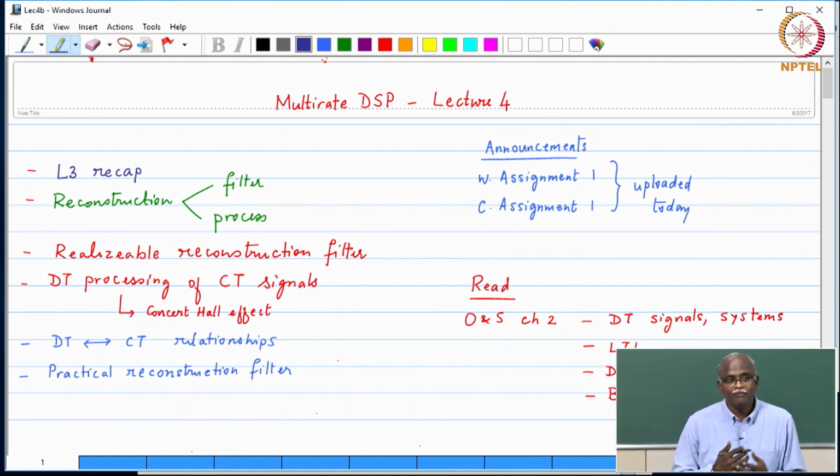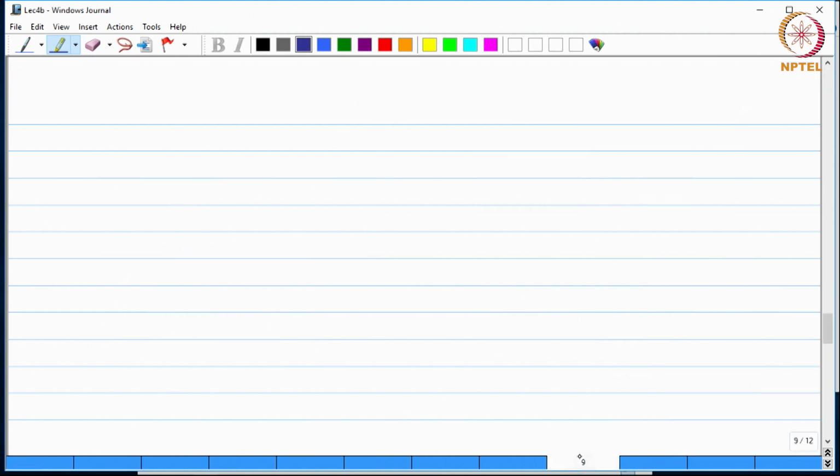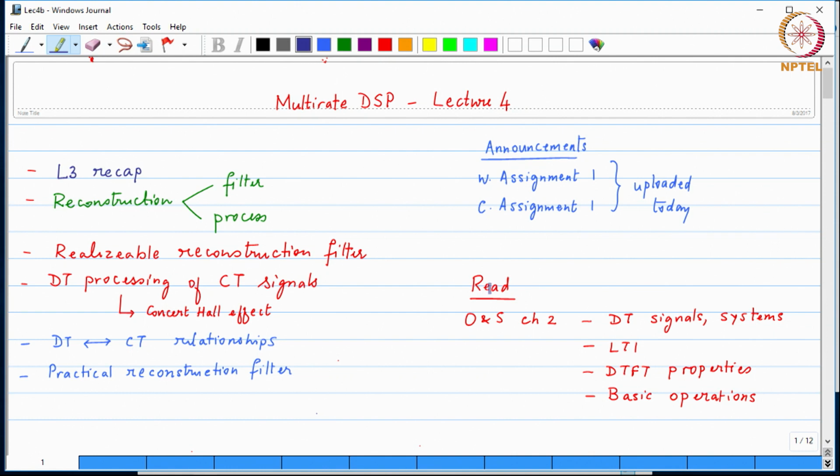What we are assuming is that all the students are familiar with the contents of Oppenheim and Schafer chapter 2. Primarily that would be the definitions of discrete time signals and systems, understanding of LTI, the discrete time Fourier transform and its properties, and basic operations. We will just refer to some of them in passing in today's lecture. That is our underlying framework. Our focus primarily is on Oppenheim and Schafer chapter 4 for the time being.